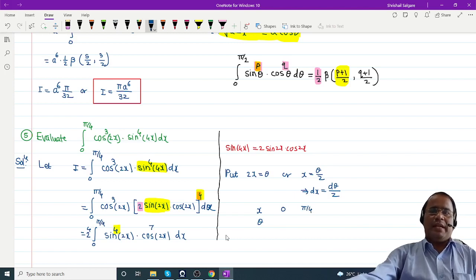Next, I will highlight the substitution. Which variable are you finding? Theta, so I have to use this one. Now x is equal to 0. What is theta?